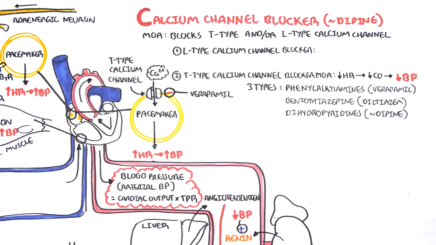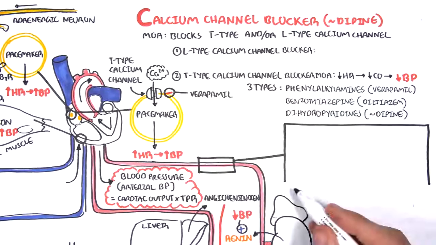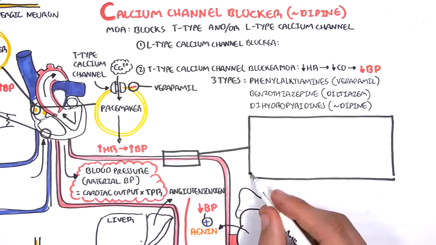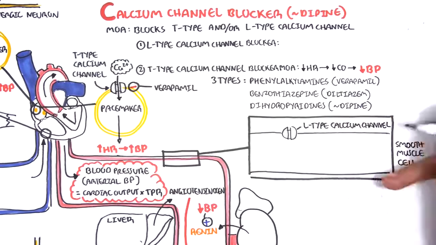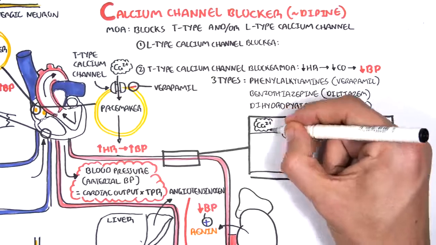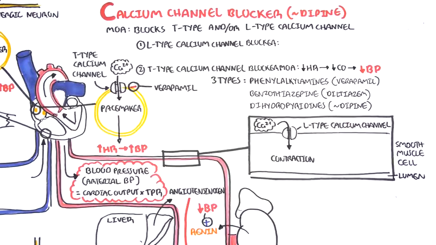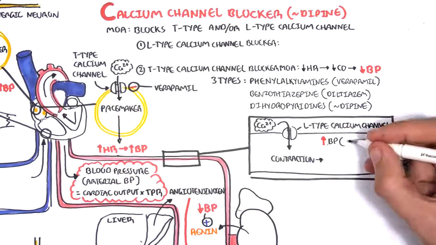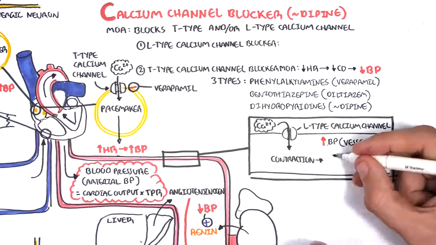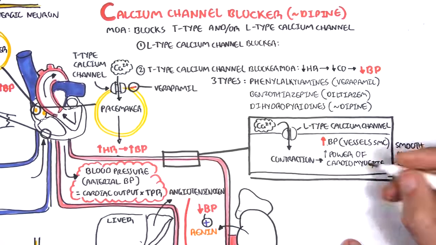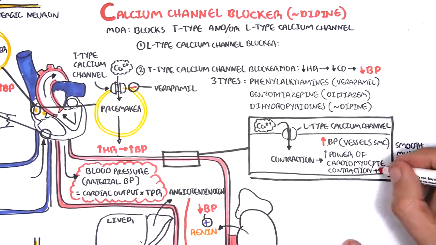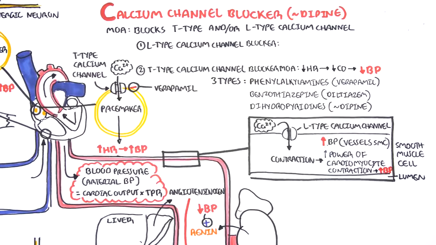Let's talk about the L-type calcium channels, which are found on smooth muscle cells. Here we have the blood vessel, which, as we know, contains smooth muscles. Here is the lumen of the vessel, for example. The L-type calcium channels allow influx of calcium into the muscle filaments, which will cause contraction. This will increase the blood pressure because it causes the vessels to contract and become more narrow. But the L-type calcium channels are also found in the cardiomyocytes, and thus they will increase the power of contraction of the cardiomyocytes, which will further increase cardiac output and so blood pressure.